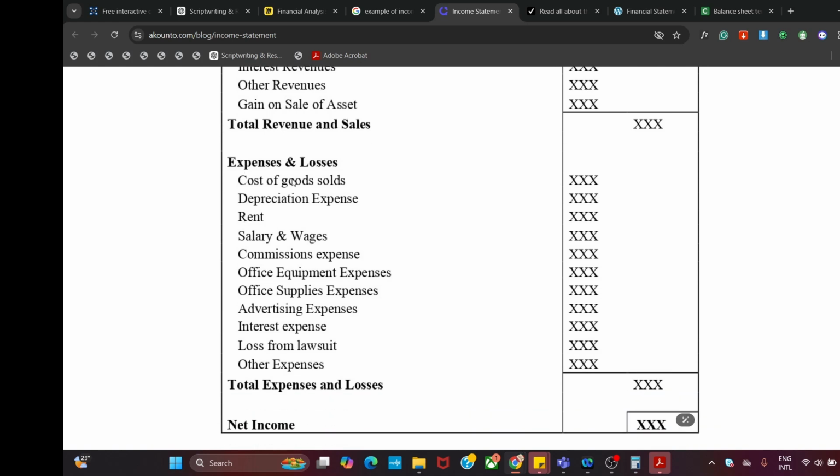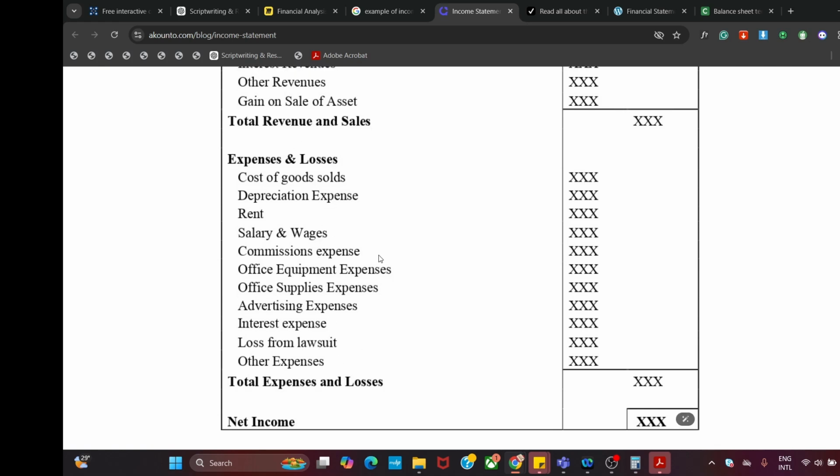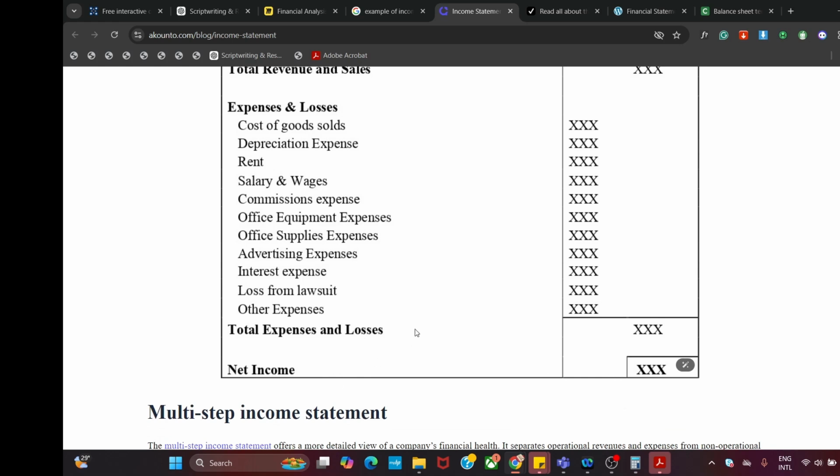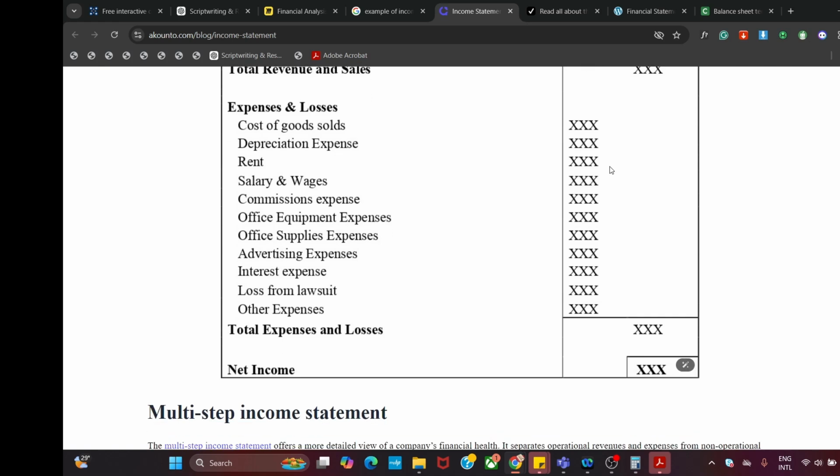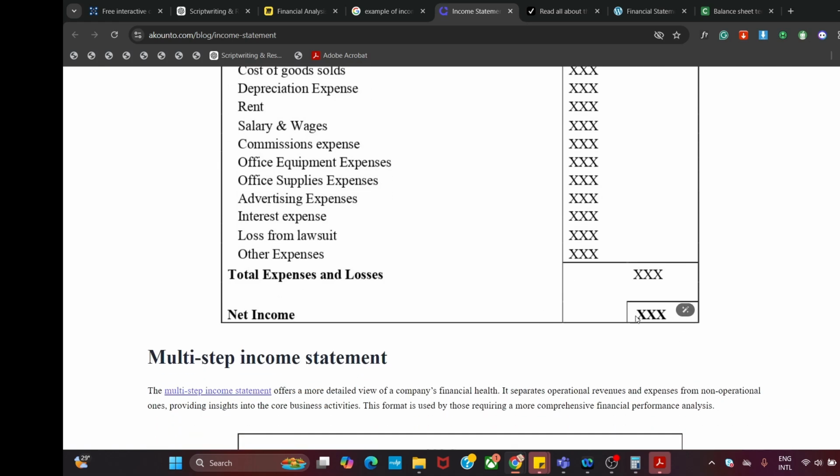Then expenses and losses. This is where the expenses are recorded. As you can see, the cost of goods sold, depreciation, the rents of the company, salary and wages, commission expenses, office equipment expenses, and every other expense goes over here. Then the total expenses are calculated. Once the total expenses are calculated, you subtract them from the total revenue, and that gives us the net income.